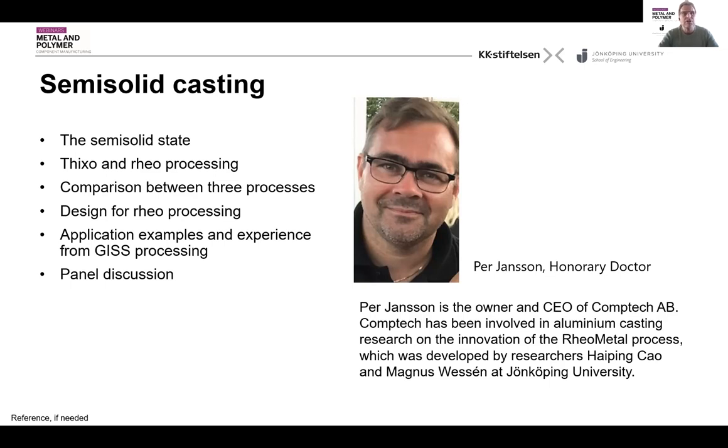We will talk a little bit about thick-zone Rheo processing. Then there will be a little bit of a comparison between three leading processes. That will be GISS, SEDD, and the RheoMetal process. And then we have, of course, later on, Yesada Wanasin, who is the founder and originator of the GISS process. He will share his experience in semi-solid casting. And then, of course, the panel discussion.